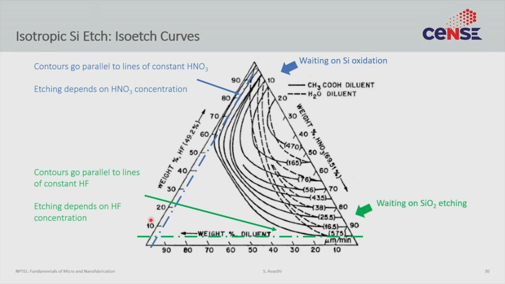Well, here you are always waiting on the silicon dioxide to get etched. The oxidation of silicon happens quickly simply because there is so much HNO3 in the system. But once that oxide forms, it is now waiting on the HF to etch. Only then more silicon can be exposed, more etching can happen. So there you are waiting on silicon to get oxidized because HNO3 was in scarce supply. Here you are waiting on the silicon dioxide to get etched because hydrofluoric acid is in short supply.